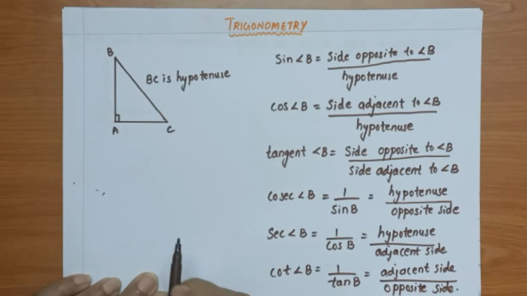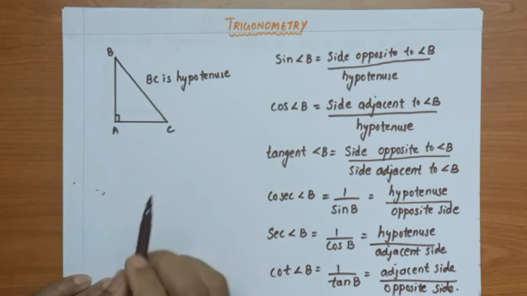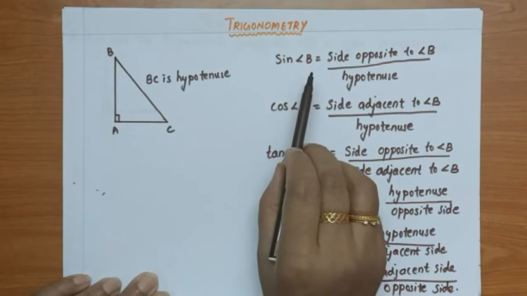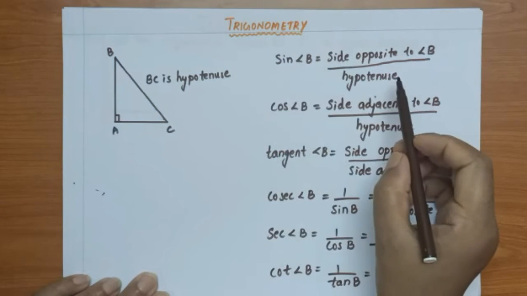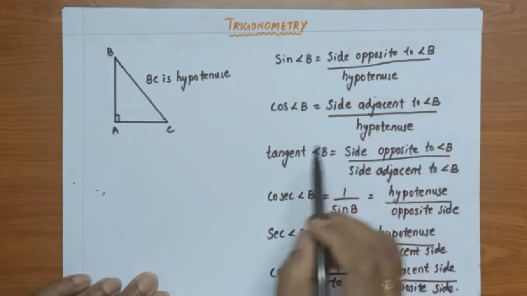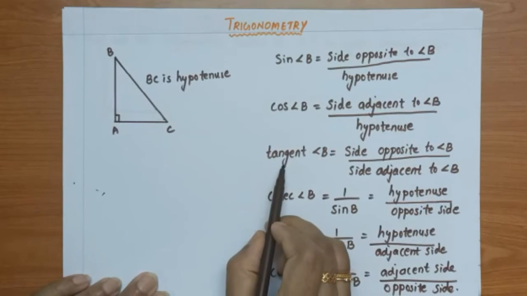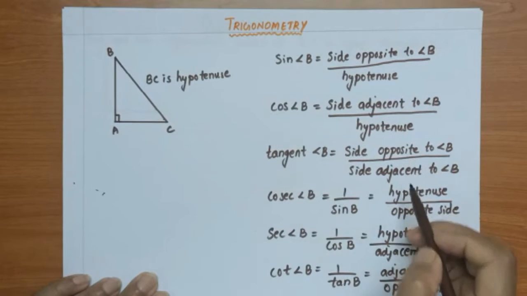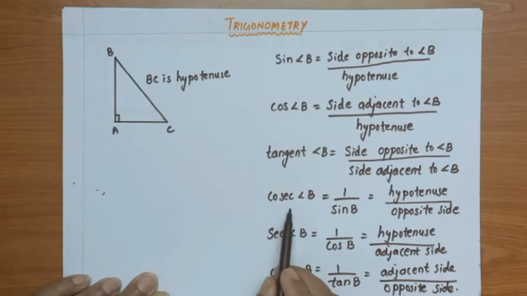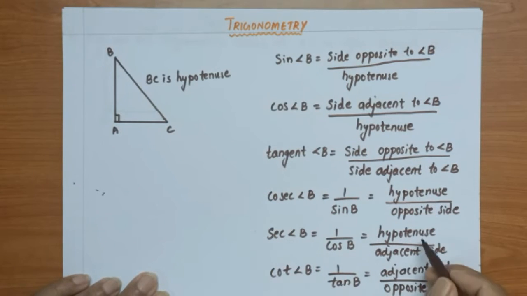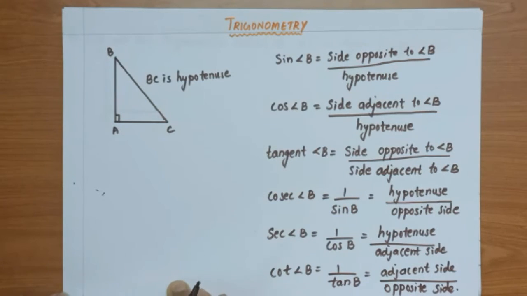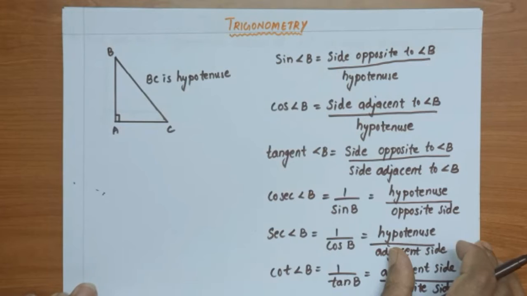So these are the trigonometric ratios of angle B. That is sin B equal to opposite side by hypotenuse, cos B equal to adjacent side by hypotenuse, tan B equal to opposite side by adjacent side, cosec B equal to hypotenuse by opposite side, sec B equal to hypotenuse by adjacent side, cot B equal to adjacent side by opposite side.